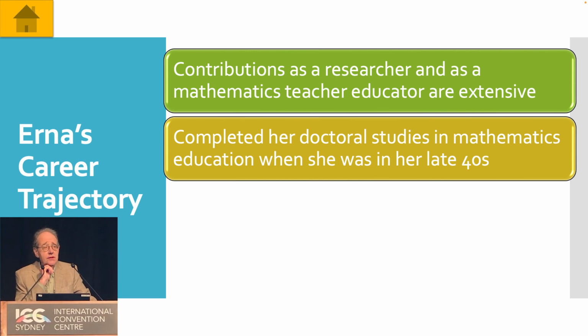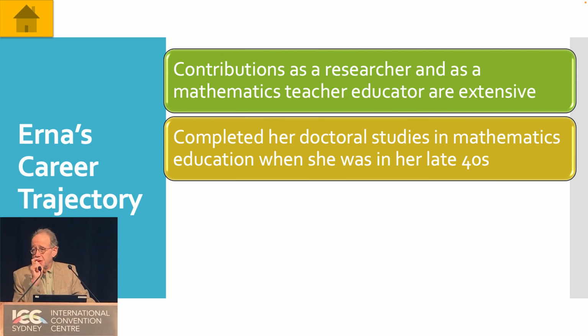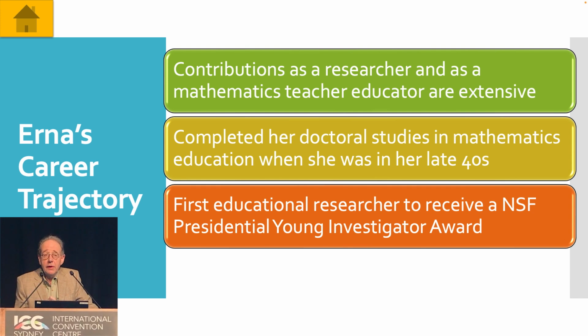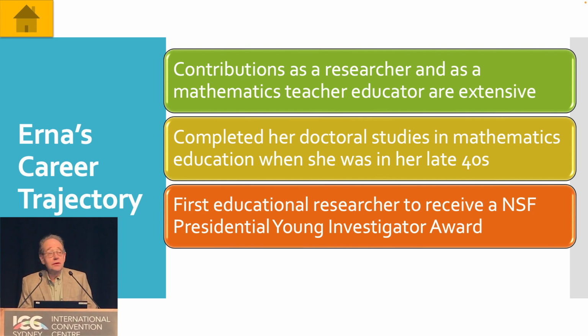Something else to note, 6 years after she completed her doctorate, she became the first researcher in education, not math education, but education, to get a National Science Foundation Presidential Young Investigator Award in the US. This is highly prestigious, and it's also worth having. It came with a lot of money that Erna could use over a 5-year period to support her research. All the previous awardees have been researchers in mathematics, in science, or in engineering. And not surprisingly, after she won this award, they renamed it. They call it the Early Career Award.